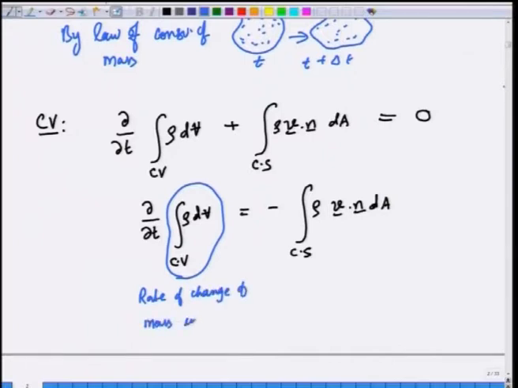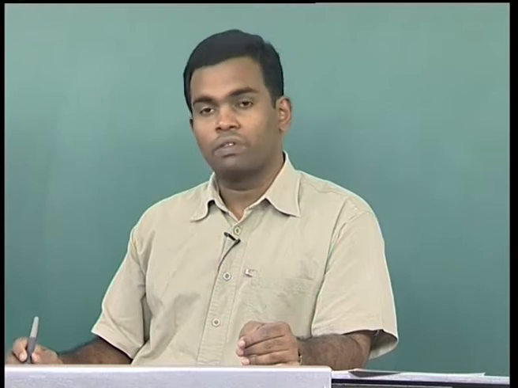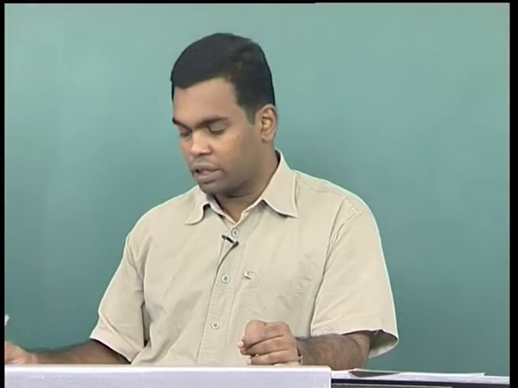Mass in the CV. Now, why should the mass in the CV change? Well, it changes because there are entries and exits to this CV, and through the entry and exit fluid is flowing in and out. If there is a net flow in, then there is an increase of mass. If there is a net flow out, then there is a decrease of mass.